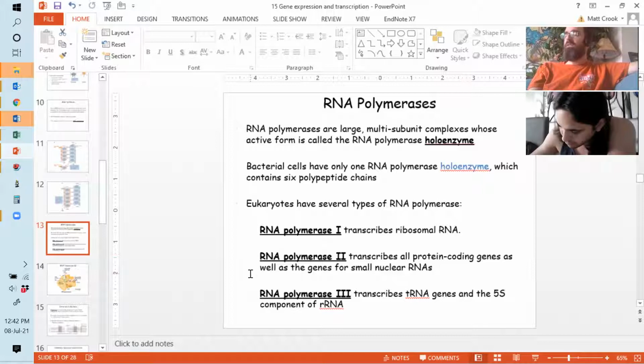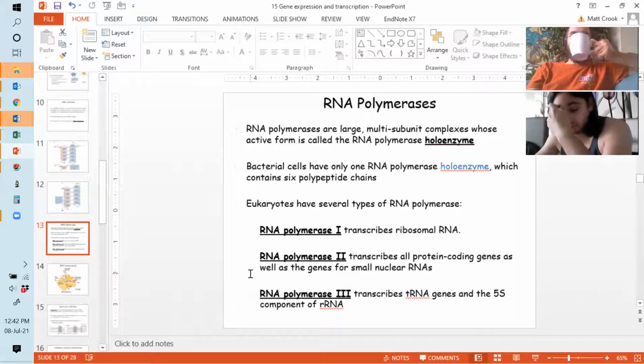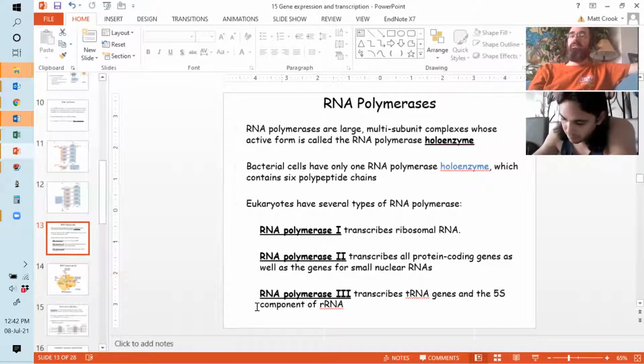So they're kind of specialized as to what they synthesize. And presumably, although I don't actually know this for sure, there's going to be differences in the DNA which they bind to, which will direct them to those specific genes. So RNA pol 2 doesn't bind to genes encoding ribosomal RNA, for example.